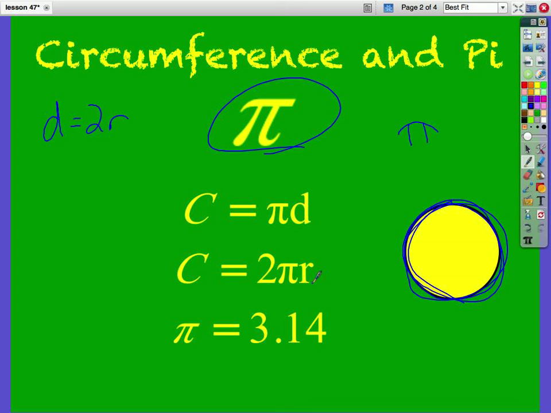Now, the reason we have 2 different equations here is remember that the diameter is equal to 2 times the radius. So circumference is pi times the diameter, which is all the way across, or it can be equal to pi times 2 times the radius, because this 2 times the radius is the same as the diameter. So you have to keep that separate. So just remember, circumference is going to be equal to pi times the diameter, or 2 times pi times the radius. Pi is equal to 3.14.